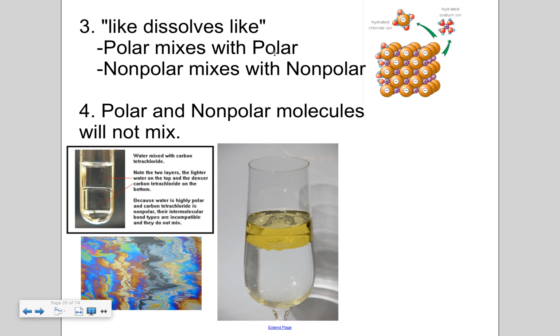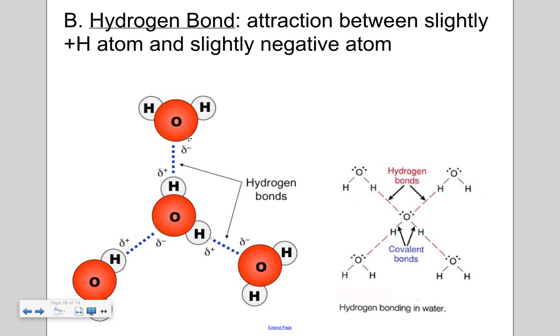That's because you're looking at two molecules that have charged ends, and they will dissolve into each other. Okay, so what exactly is a hydrogen bond?